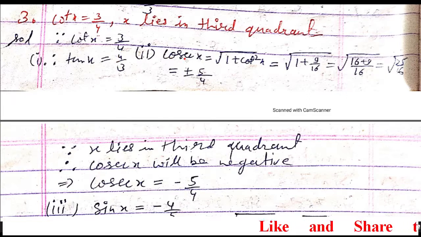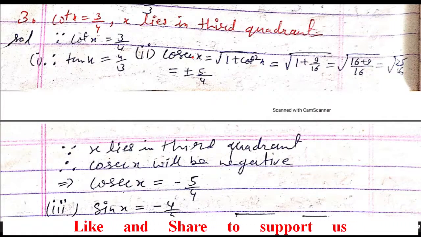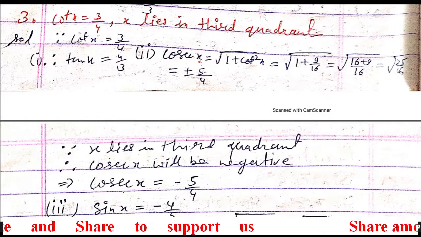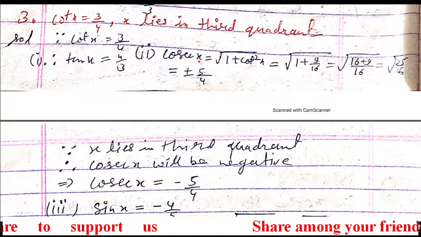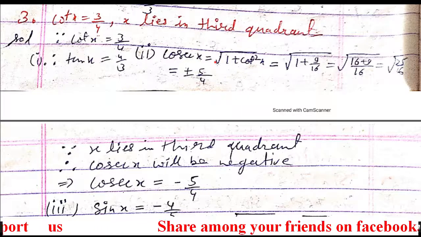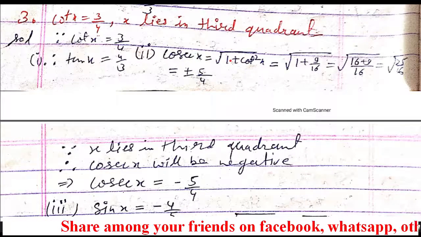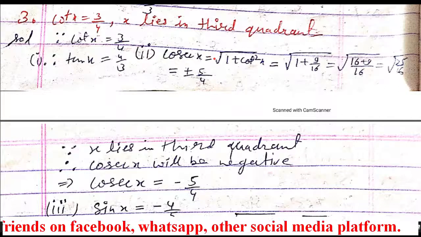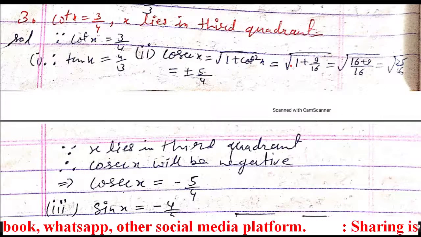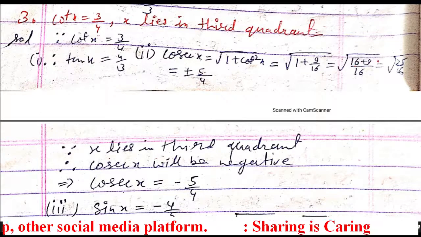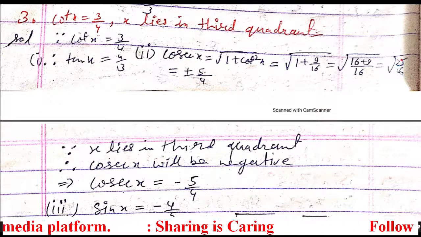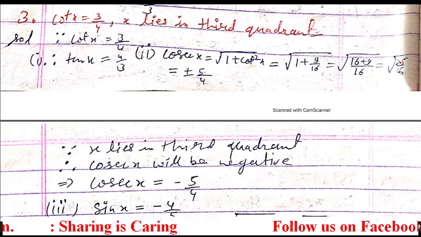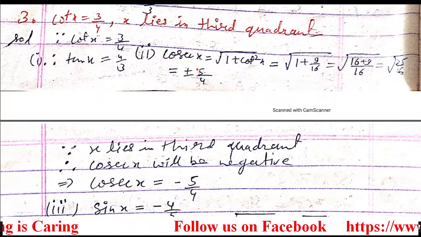Now cosec x. From the 10th class identity, we know the identity cosec square theta minus cot square theta equals 1. From there, cosec x is root of 1 plus cot square x. Now substitute the cot value here, that will give you 9 upon 16. Just take the LCM, add it, you will get 25 upon 16. So the square root of 25 upon 16 is plus minus 5 upon 4.